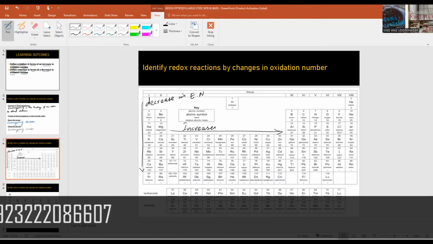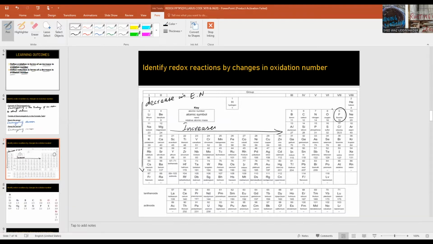You will expect fluorine to be more electronegative than oxygen, and in turn oxygen more electronegative than nitrogen. In the same way, carbon is more electronegative than boron, beryllium, lithium. And this is common across the period.